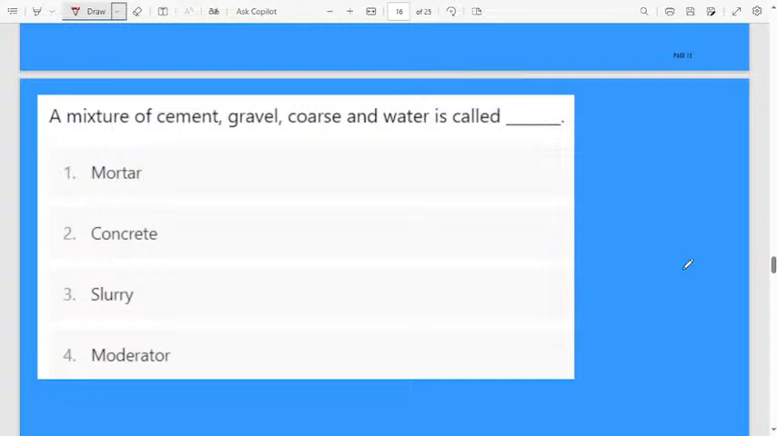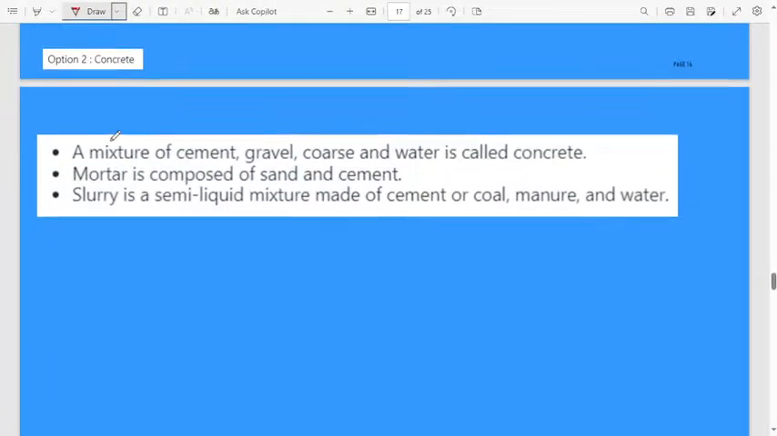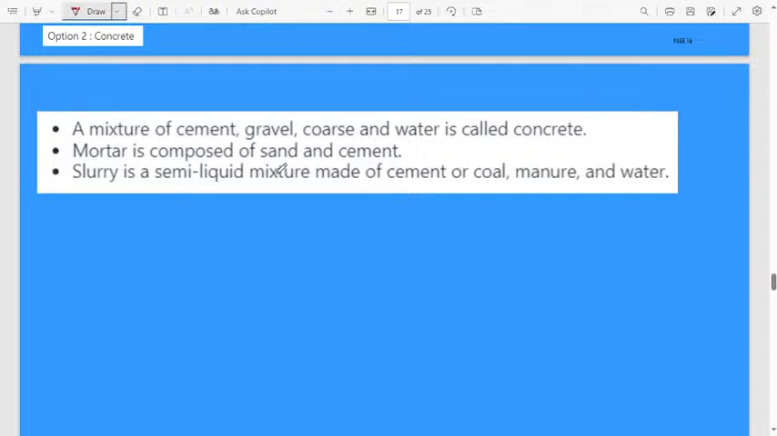A mixture of cement, gravel, coarse aggregate, and water is called: first option mortar, second option concrete, third option slurry, fourth option moderator. Yes, concrete. You can observe in construction, a mixture of cement, gravel, coarse aggregate and water together is called concrete. Mortar is composed of sand and cement. When you mix sand and cement, we consider that as mortar. Then slurry is a semi-liquid mixture made up of cement or coal, manure, and also water.